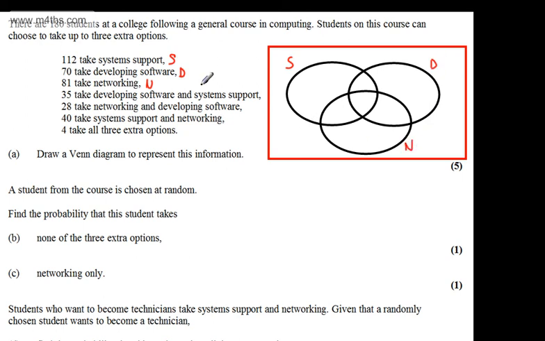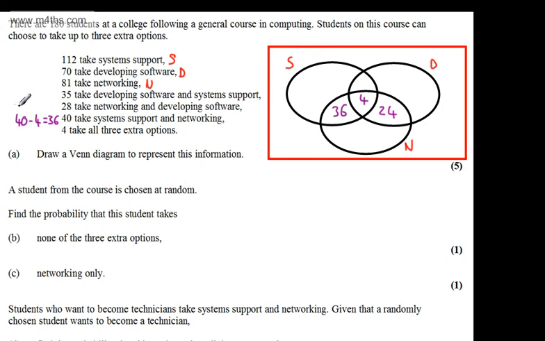Let's start now with the last piece of information. We've got 4 that take all 3 options, so they are going in the middle. 40 take system support and networking. Well, we already have 4 here, so in this part we must have 36. So all I'm going to do at this stage is say now 40 minus the 4 is equal to 36. With a 5 mark question, I would expect you'll need to show some calculations. 28 take networking and developing software. Well, networking and developing software is here. 4 are already here, so the other 24 will be there.